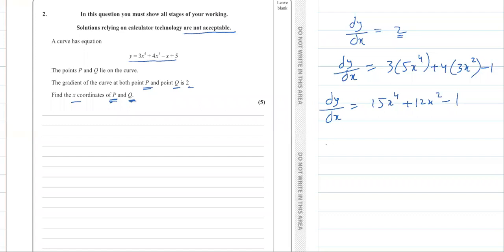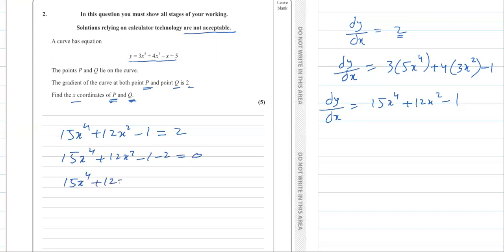So use this. It means you can say here that 15 x to the power 4 plus 12 x square minus 1 is equal to 2. Shift 2 to the other side, it will be 15 x to the power 4 plus 12 x square minus 1 minus 2 is equal to 0. So we will have from here 15 x to the power 4 plus 12 x square minus 3 is equal to 0. Now this is a degree 4 equation.